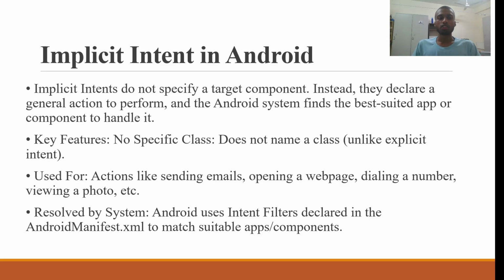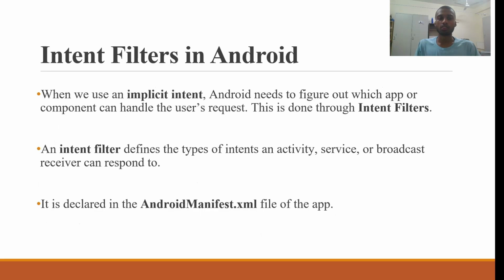The main feature of the implicit intent is that there is no specific class, unlike explicit intent. And this implicit intent is used for actions like sending emails, opening a web page, dialing a number, viewing a photo, or viewing a place in a map, etc. Android uses intent filters declared in the manifest file to match suited apps or components. So now let's see a small explanation about intent filters.